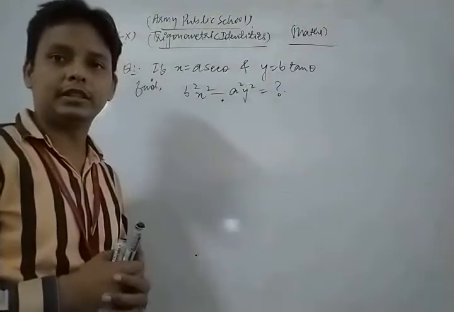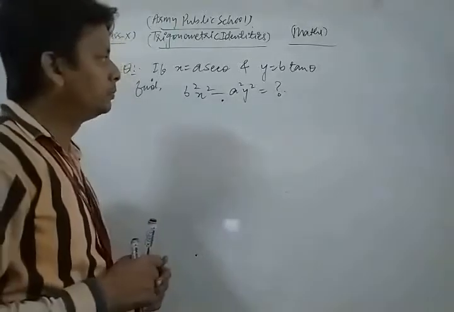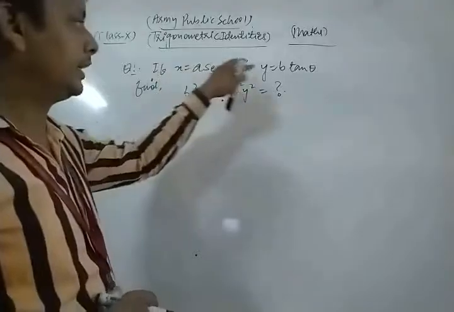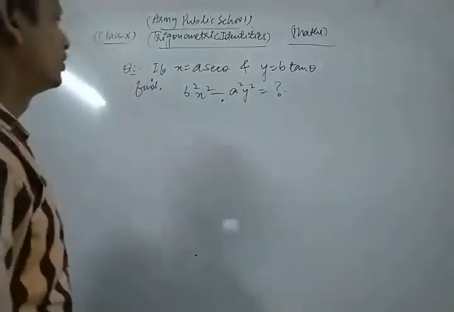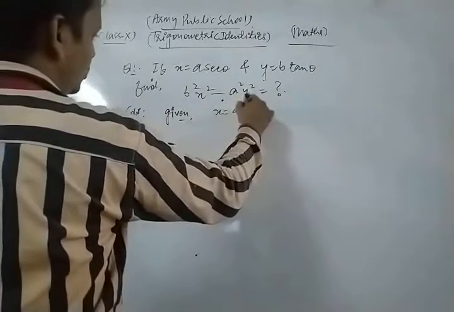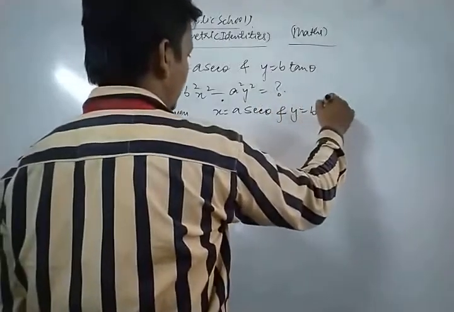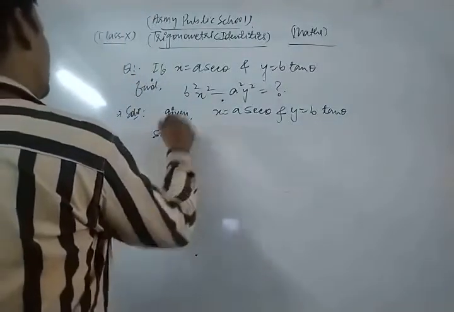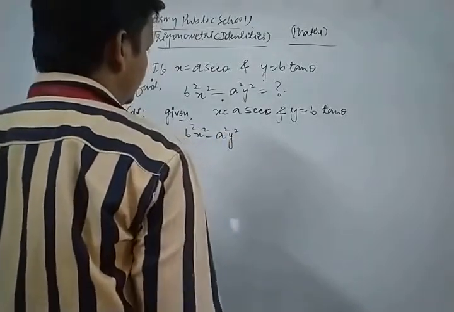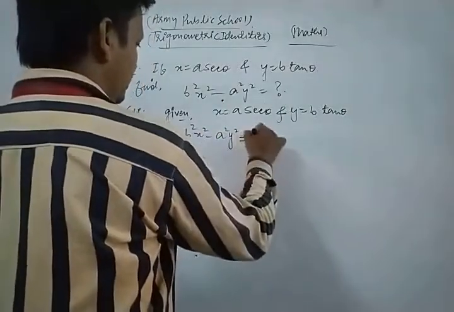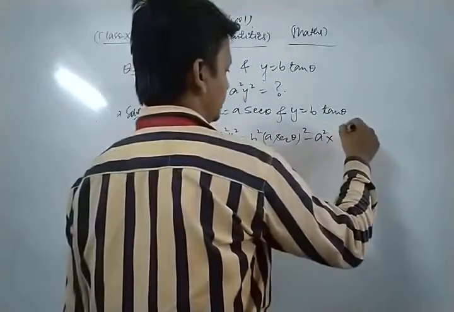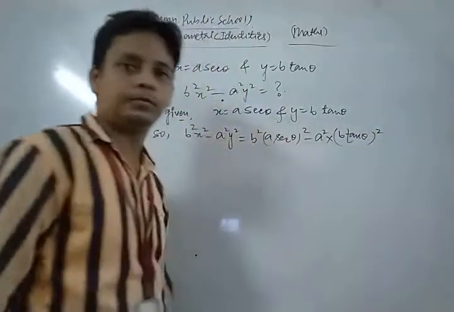So here the question is, it is given that x is equal to a sec theta and y is equal to b tan theta. So we find the value of this. Now we take these expressions and we put the value of x and y in the given expression and we simplify them. So first, let's solve it. Given that x is equal to a sec theta and y is equal to b tan theta. So the value of the expression b square x square minus a square y square is equal to, we put the value of x and y. So here this is b square, x value is what? a sec theta square, minus a square, as it is. We put the value of y as what? b tan theta square.